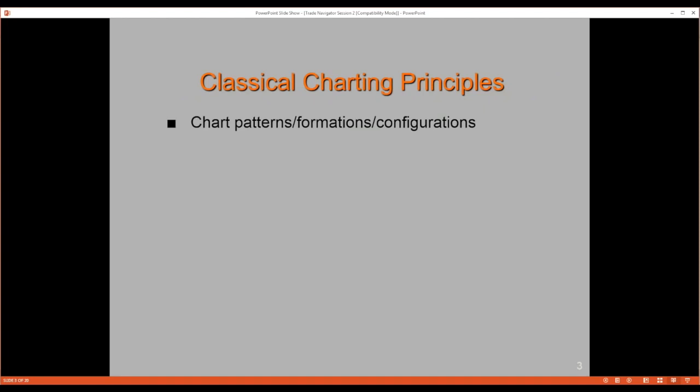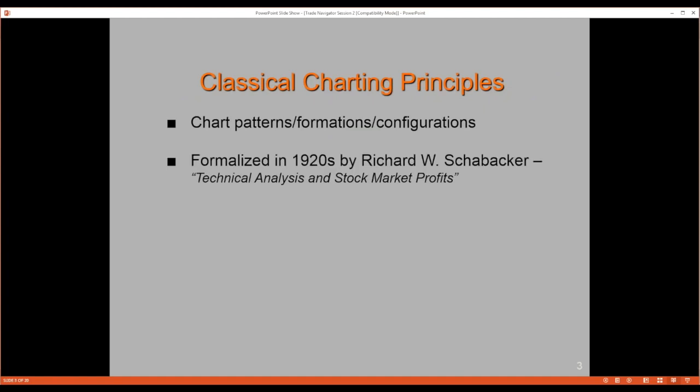What are classical charting principles? Well, they're really the chart patterns that we all hear about: the head and shoulders, the double bottoms, the triangles, and so forth. And those are the things we're really looking at: patterns, formations, configurations. I use all 3 terms interchangeably when I write about the markets. They all mean the same thing to me. It's basically geometric patterns that take place on a price chart.